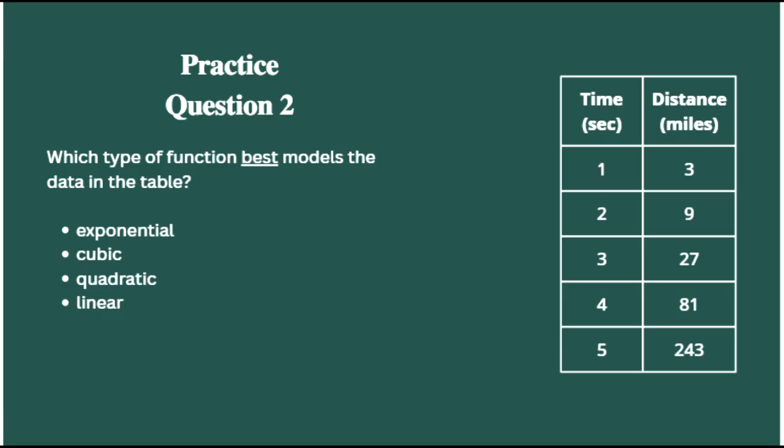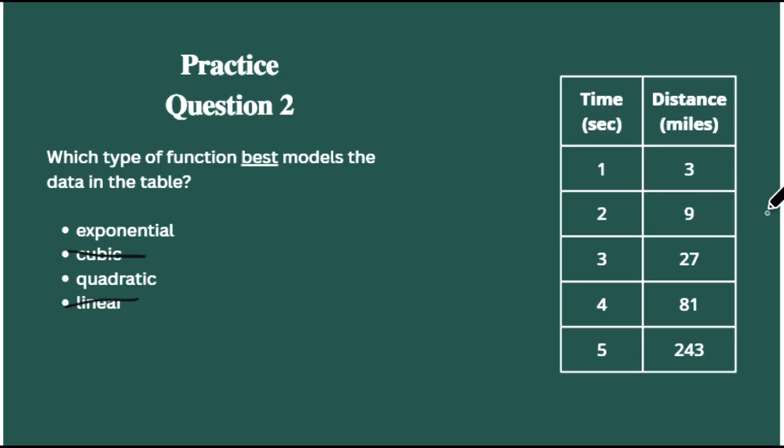Okay. Here's number 2. Which type of function best models the data in the table? Pause it, figure it out, come back. Okay, let's look at it. We're going 3, 9, 27, 81, 243. We're increasing really rapidly. That tells me it's not going to be a first difference. 9 minus 3 is 6. 27 minus 9 is a lot more than 6. So linear is out. Cubic is not a real thing. So I'm guessing it's going to be exponential.